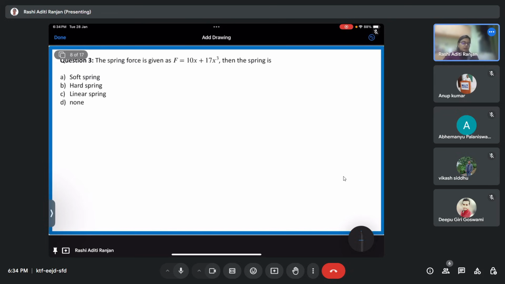So see, in the case of a linear system, we used to study that F of spring was equal to K into X, where K was the stiffness of the spring, and X is not extension, actually, it should be the deformation. Correct? We used to show the linear spring something like this, right? So if I try to plot the behavior of a linear spring, what will I get?